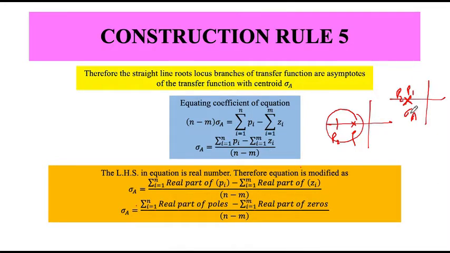They are actually close to each other, and therefore the centroid point of the asymptotes can be calculated this way, just by equating this expression with this one. So the centroid point is the sum of all the real parts of the poles minus the real parts of the zeros, divided by n minus m. And this is how I calculate the centroid point.